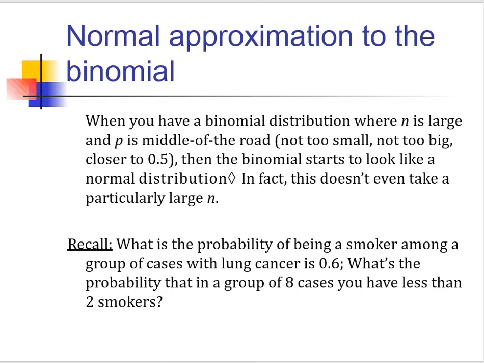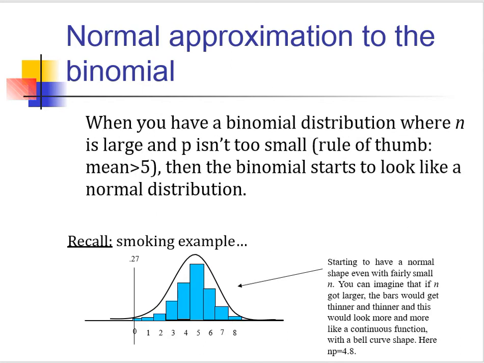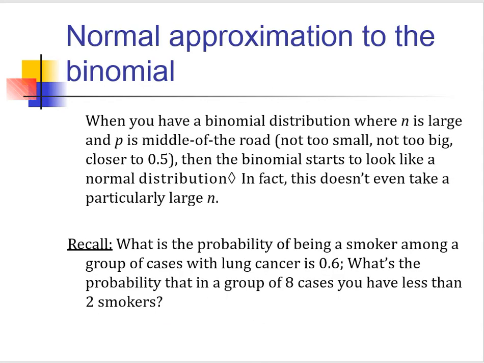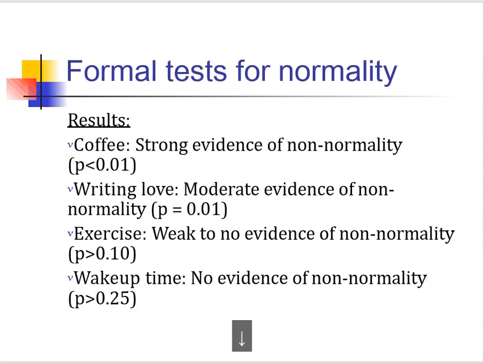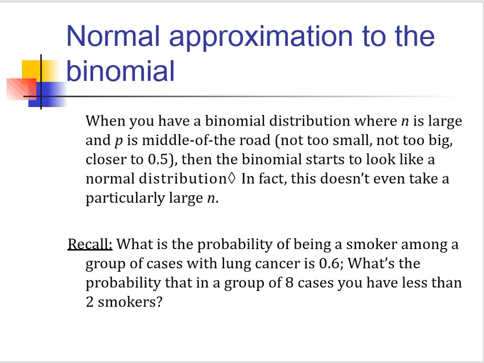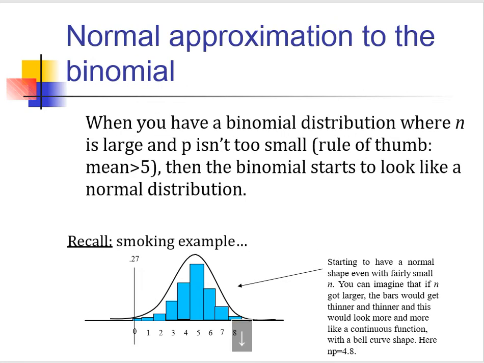Recall, what is the probability of being a smoker among a group of cases with lung cancer? It is 0.6. What is the probability that in a group of 8 cases you have fewer than 2 smokers? When you have a binomial distribution where n is large and p is not too small, then the binomial starts to look like a normal distribution.